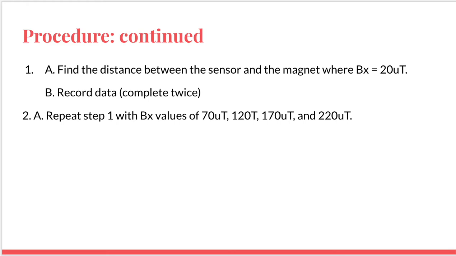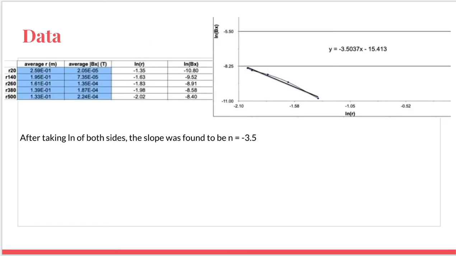Now, the first part of this experiment is done by finding the distance between the sensor and the magnet, where Bx is 20 nanoteslas, and that's done twice. And then you're going to do that same step, but for the value of 70 nanoteslas, 120 nanoteslas, 170, and 220. The data for the experiment are on the screen now.